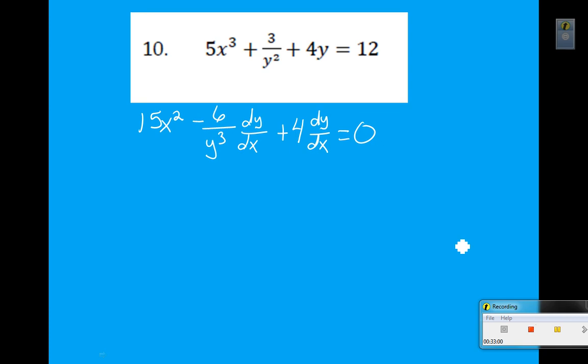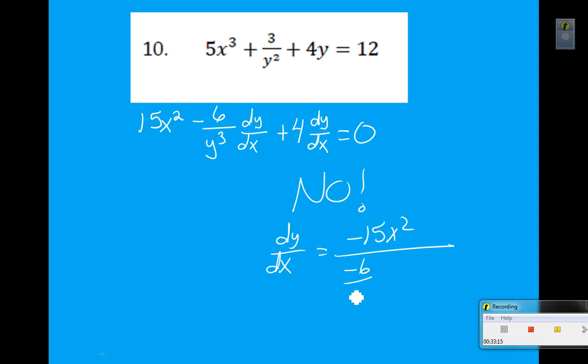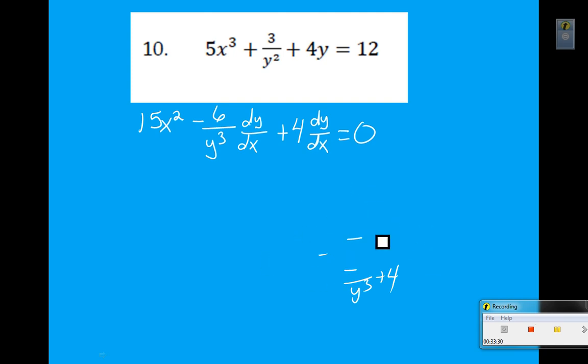Here's what you cannot do. You can't say dy dx is negative 15x squared over negative 6y cubed plus 4. You're not going to do that because that puts a fraction within a fraction. It's not mathematically correct. And notice there's no number left here. Here's how you have to handle this piece. Get rid of anything that doesn't contain a dy dx. So I'm going to move that 15x squared to the other side and make it negative. Do like we did before.